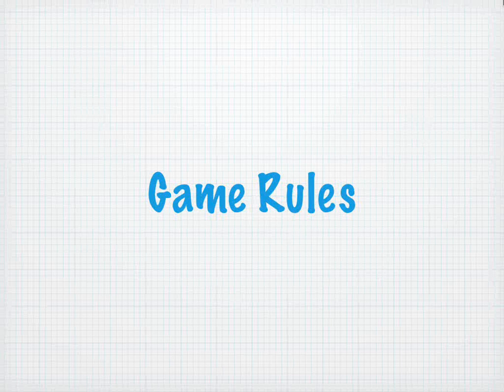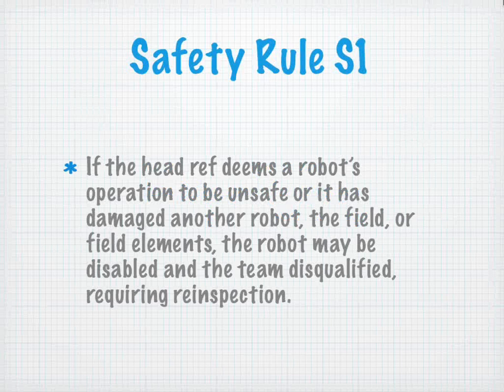Okay, game rules. So safety rule S1, this is sort of our blanket rule. Basically says if the head ref thinks that a robot's operation is unsafe or has damaged another robot or the field doing some unsafe thing, then that robot may be disabled and the team disqualified and required to be re-inspected. So this rule doesn't happen a lot, but if you've got a robot that's out of control and doing something reckless, then this is the rule that you use to shut them down and get them to stop doing that.